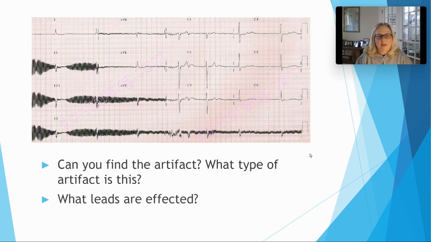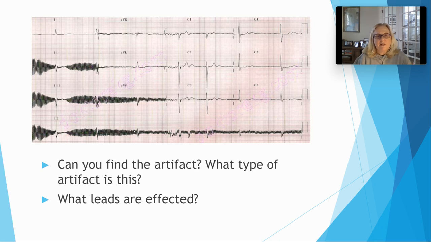Pretty easy. It stands out like a sore thumb, right? Yeah, it's all this down here and this and this. So do you remember what type of artifact this is? It's not muscular. It's not wandering baseline. So this is the AC interference or the 60 hertz. So this means it's something electrical.